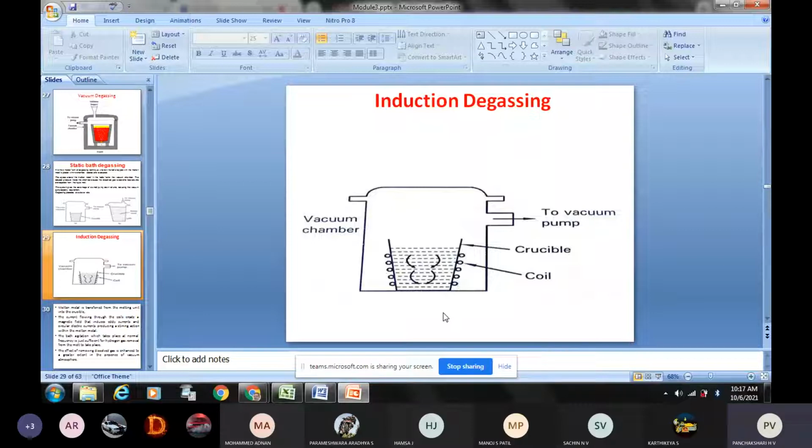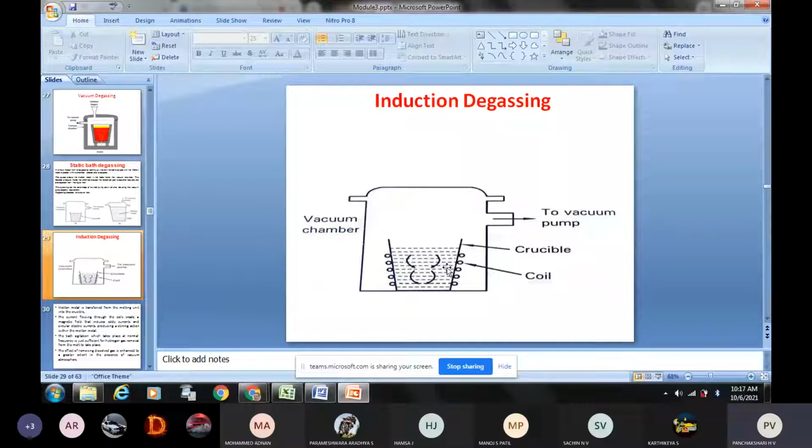See now, the induction coils you can see, and this is the crucible. For small capacity furnaces, this can be used. So now what is happening?